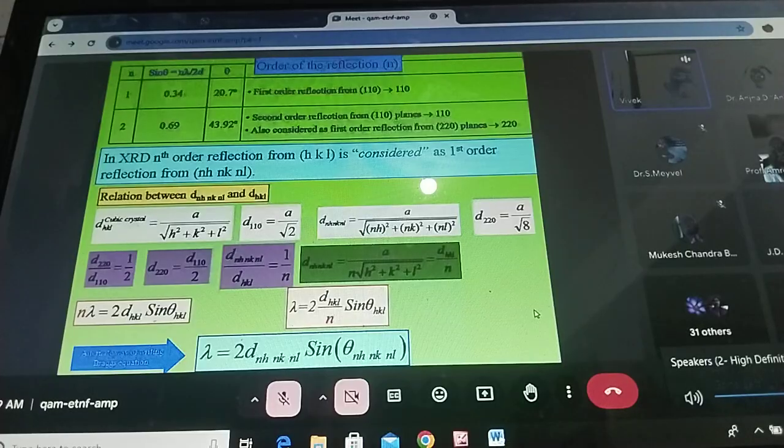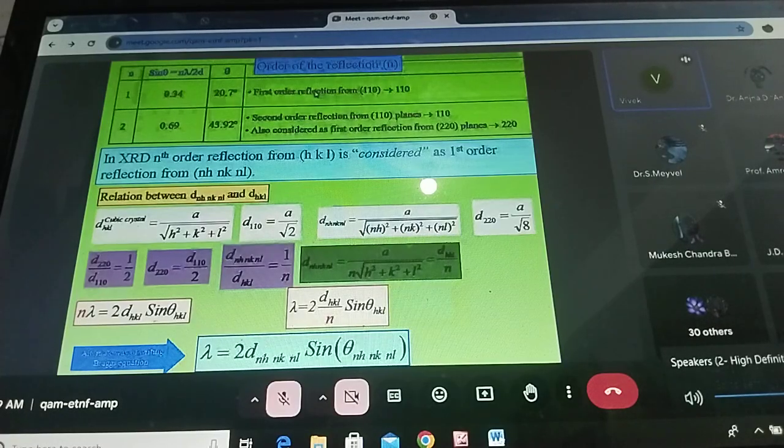Now you come to order of reflection. N equal to 1 signifies sin theta equal to... where theta will be, we will take the inverse, it will come 20 degrees or so. First order reflection, second order reflection, from the 220 plane it is 49.3. Put the value, it will come 43.3.